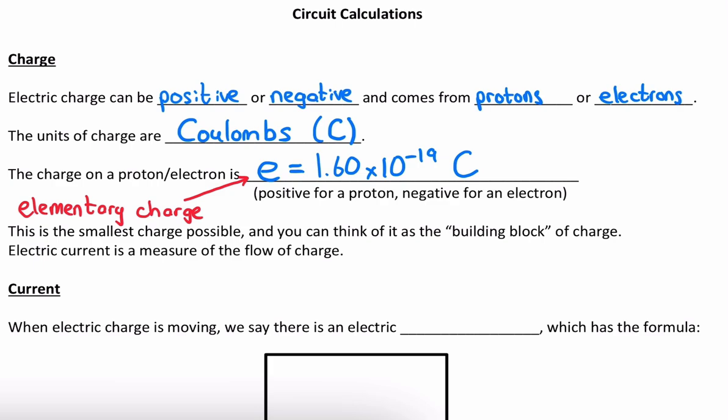Okay, so that gives us a basic understanding of electric charge. Why is this so important to electric circuits? Well, electric current, which is the key thing that we have in electric circuits, is a measure of the flow of charge. So once we have charge that is now moving, we have electric current, which is the next quantity we're going to talk about.